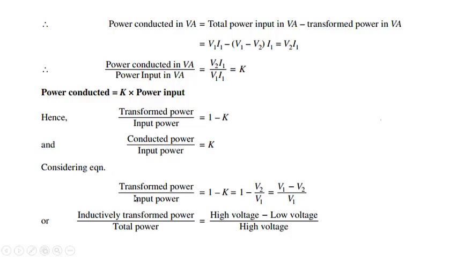So considering the equation, we can calculate this power transferred inductively, or power transferred in terms of voltages. Power transferred divided by power input will be 1 minus K, so 1 minus V2 by V1, that is V1 minus V2 divided by V1. So inductively transferred power divided by total power will be high voltage minus low voltage divided by high voltage. You can directly use the voltage relation to calculate its value.